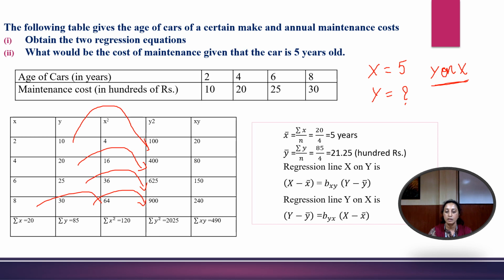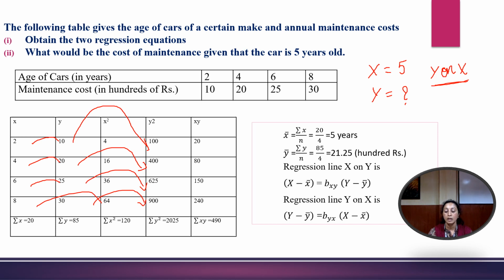Similarly, let us see X into Y. Multiply 2 with 10, we get 20. Multiply 4 with 20, we get 80. Multiply 6 with 25, we get 150. Similarly, multiply 8 with 30, we get 240. Adding up all this data, we get the total as 490.